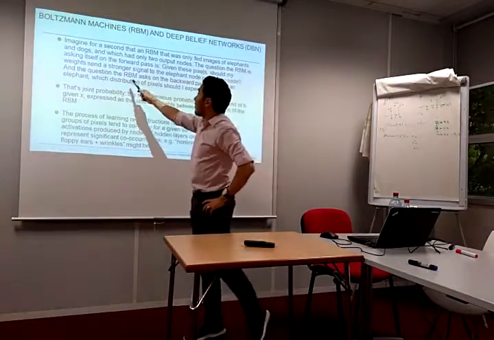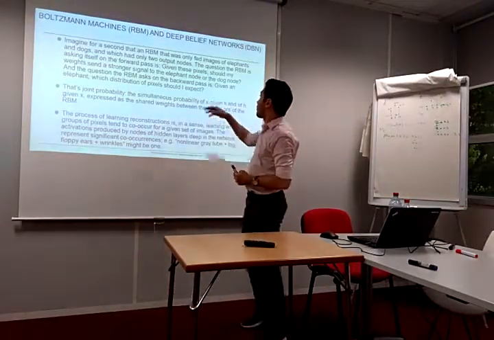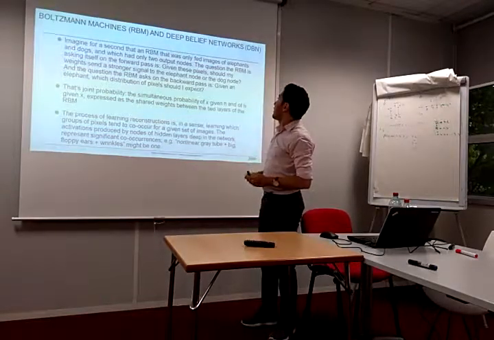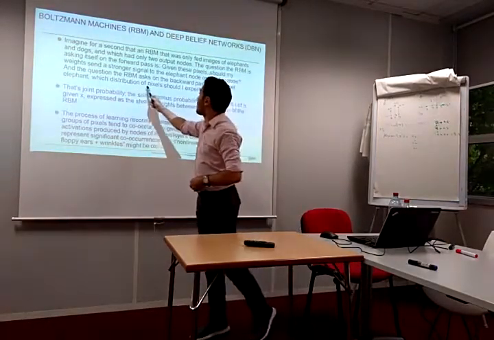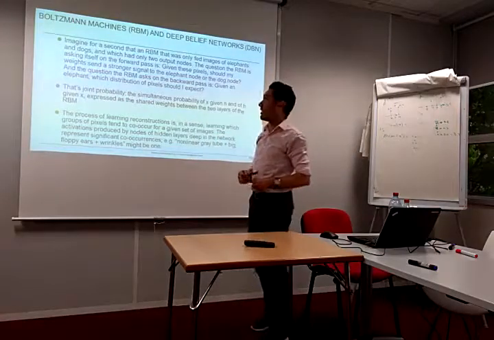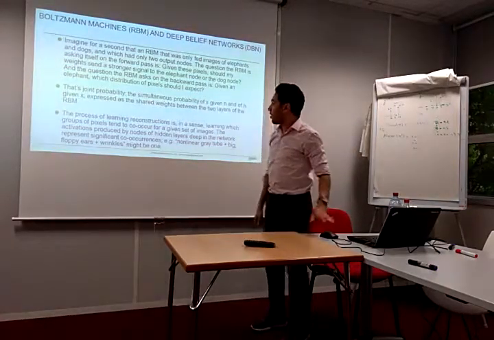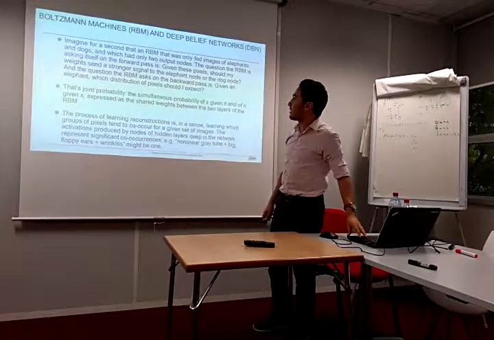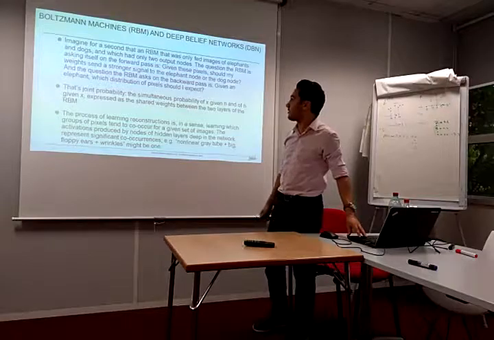Okay, and the question the RBM is asking during the backward pass, or the negative pass, is, given an elephant, which distribution of pixels should I expect? Okay, we know that it's the joint probability of x and h. The process of learning reconstructions is essentially learning which groups of pixels tend to co-occur.